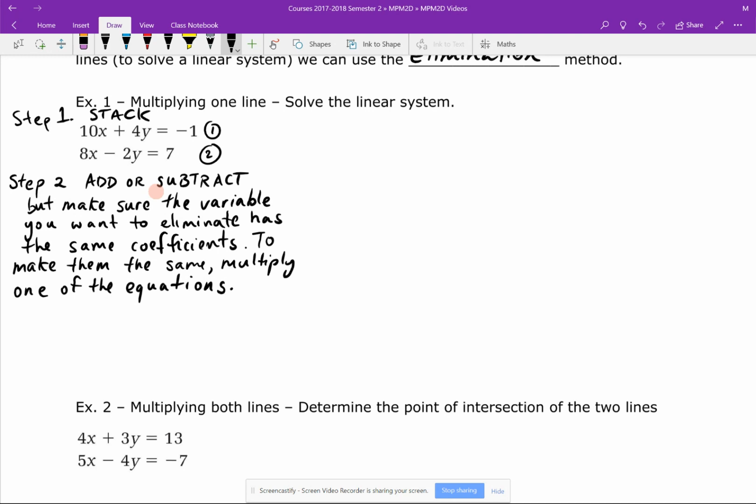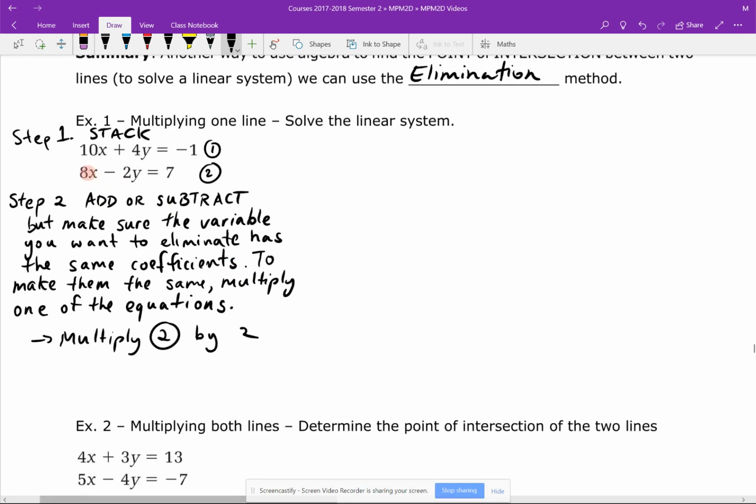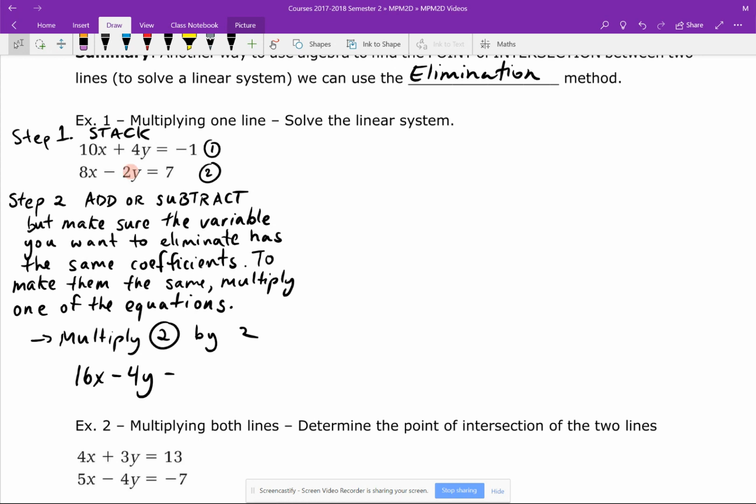So for equation number 2, we're going to say here, multiply equation 2 by 2. So what do we get? Well, 8x, so here's my second equation. 8x times 2 is 16x. Then I have minus 2y. What times 2 is 4y, so minus 4y equals 7 times 2 is 14. Okay, so we still have to add or subtract. So again, I have to stack these two equations together.